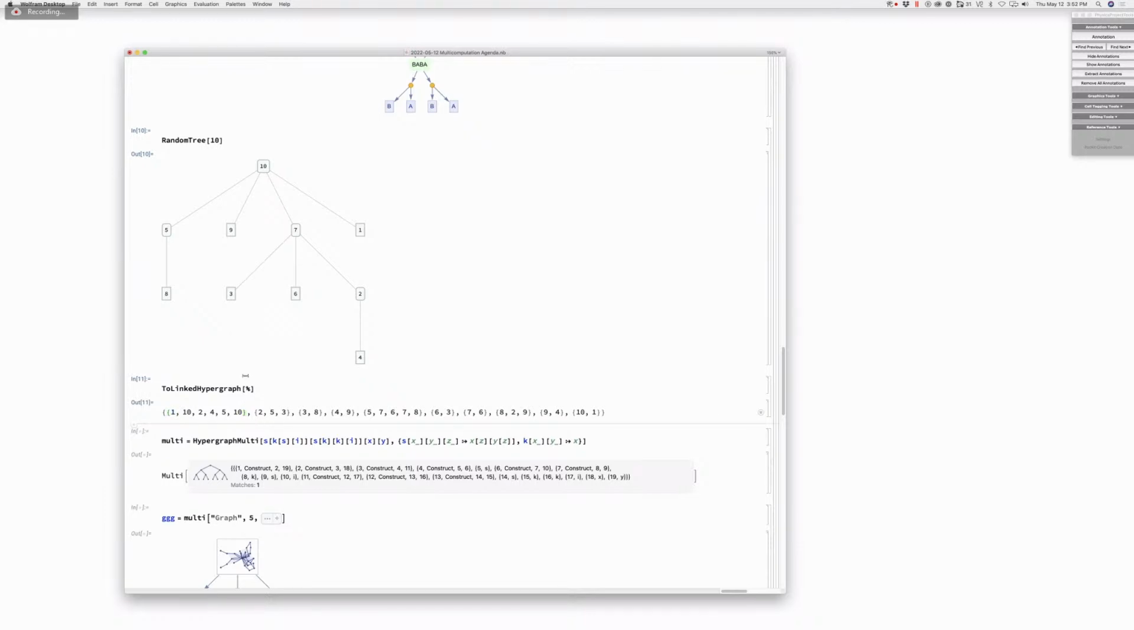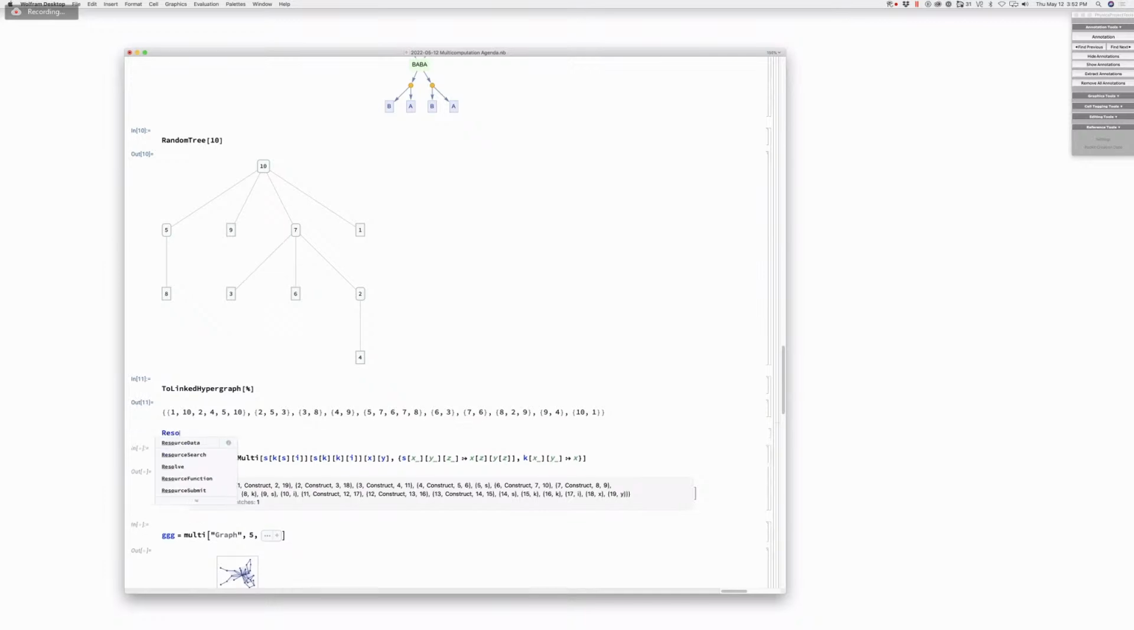And then you have link to 4, which is 9. So if I draw this hypergraph, link to 5, which is 7. You have link to 10, which is 1. Okay, I get it.